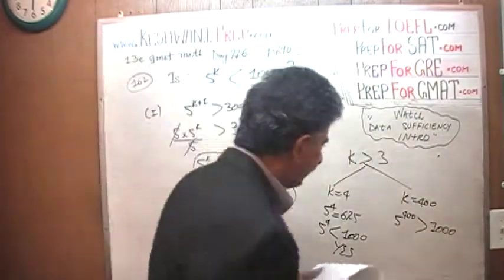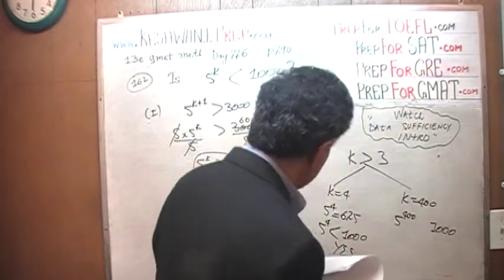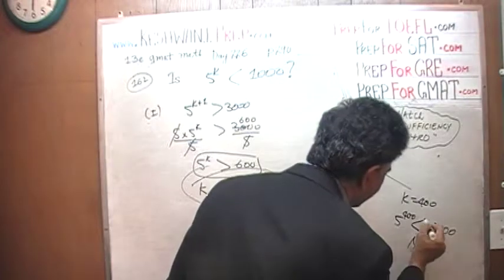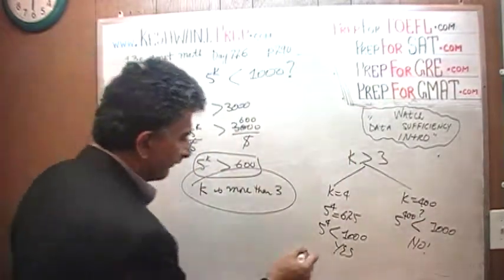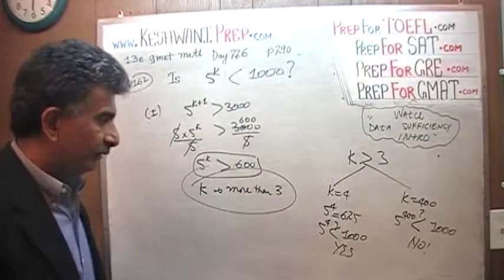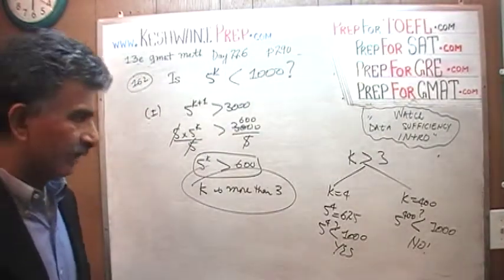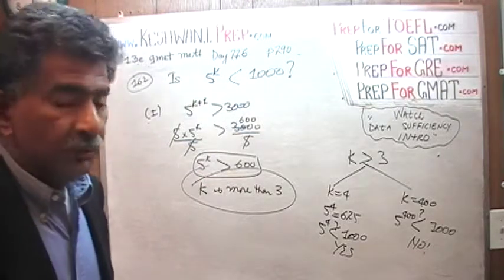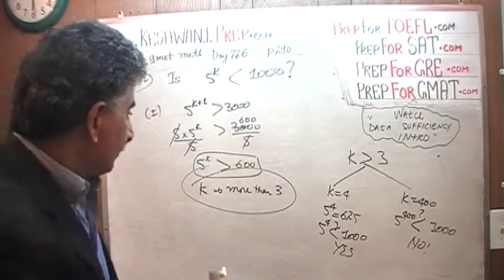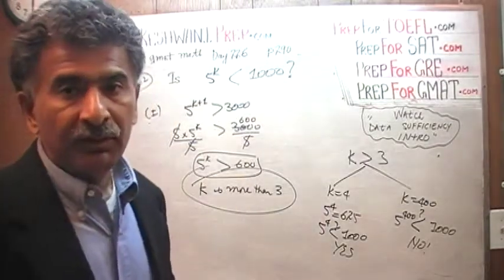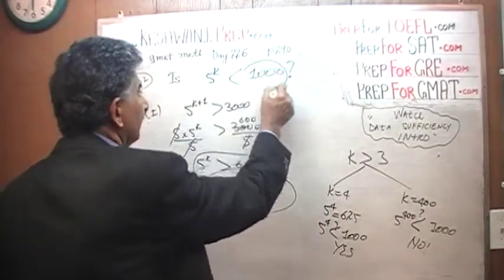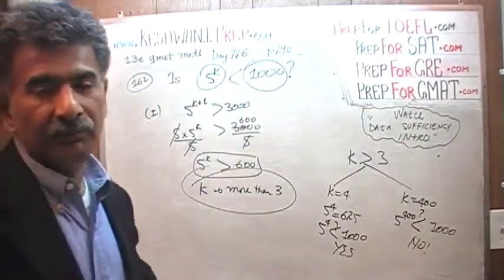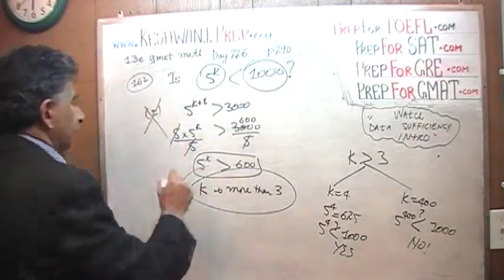Sorry, rather, is 5 raised to k less than 1,000? Is 5 raised to 4 less than 1,000? The answer is yes. Is 5 raised to 400 less than 1,000? The answer is no. We do not know what k is. Simply knowing that it's more than 3 is not going to enable us to tell definitively if 5 raised to k is less than 1,000. It depends on the value of k. The first statement is not sufficient.